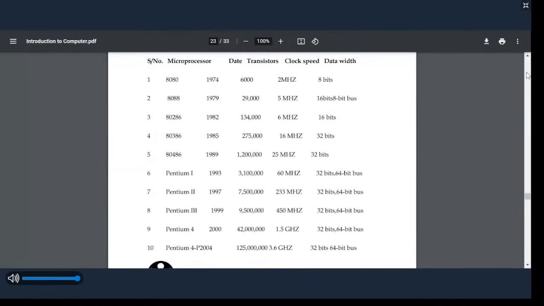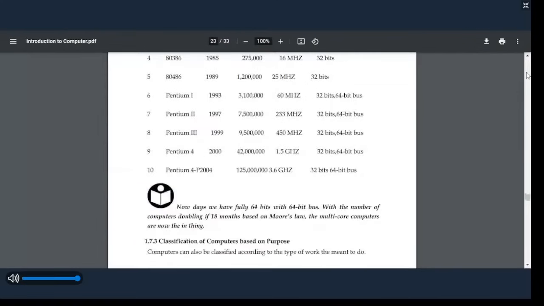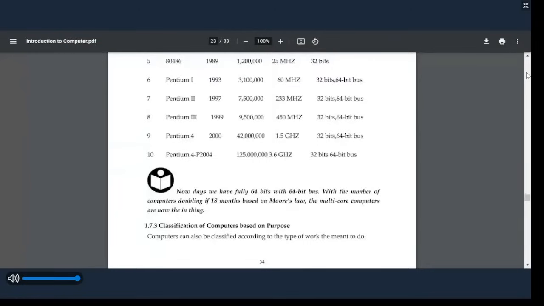So if you compare with your phone, you see that these ones are very slow, and most of them were 8-bit, 32-bit, but the current computers, you will realize that they use what we call 64-bit. They no longer use this old technology. It's important to know that nowadays we have fully 64 bits with a 64-bit bus on the machines that are being used now. I think we're going to look at the types of buses later, but it must be in the next chapter.